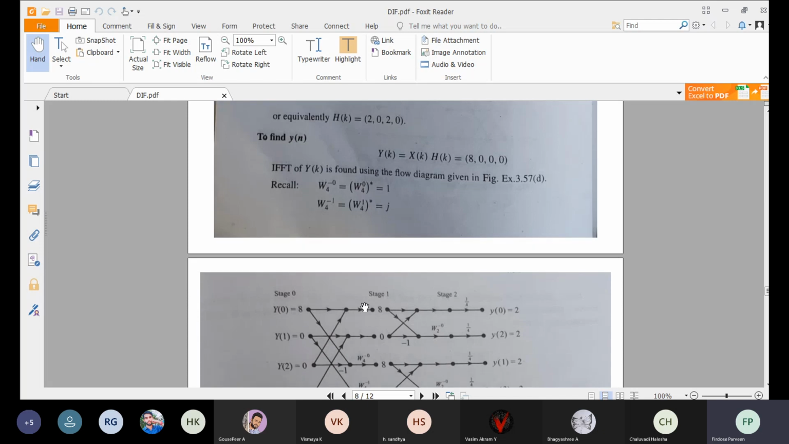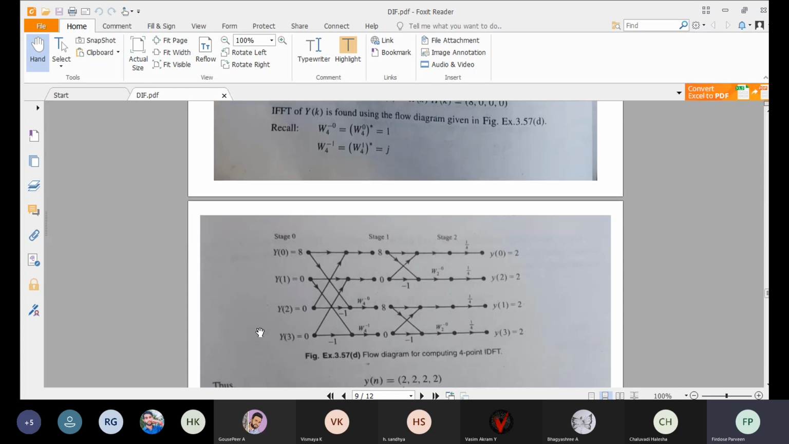So for that, what I'll be having? I'll be having W4 to the power of minus 0, W4 to the power of minus 1. Okay. And I'll be having 1 by n like this. So now what I'll do? Again 8, 0, 0, 0. Again the 4 point, first stage 4 point, then 2 point like this. Okay. When 4 point, it is 4 lines I will take, and I'll put a diagonal line like this, and I'll be having 2 twiddle factors W4 to the power of minus 0, W4 to the power of minus 1. Here you will be having minus 1, here you will be having minus 1.